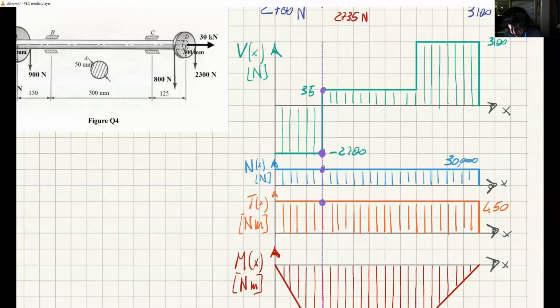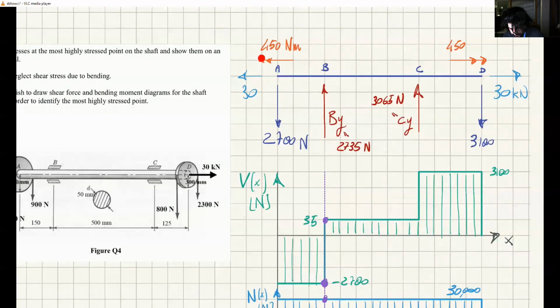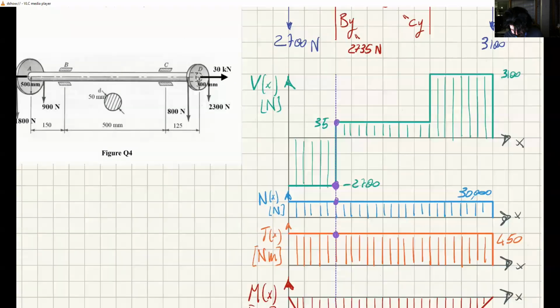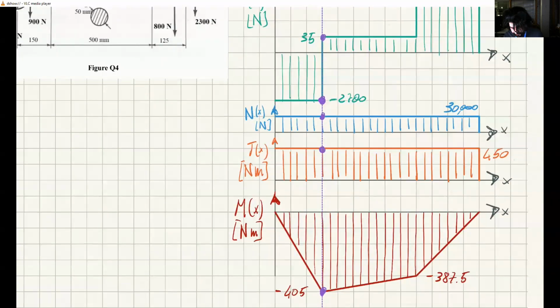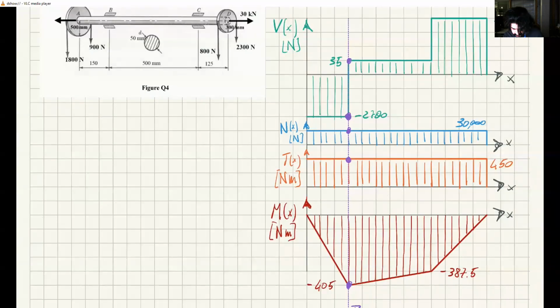These two are very easy because this is constant. So 450 everywhere inside here, 30 and 30 everywhere inside here, and these are all positive. The bending moment is a bit more complicated, but not too much.